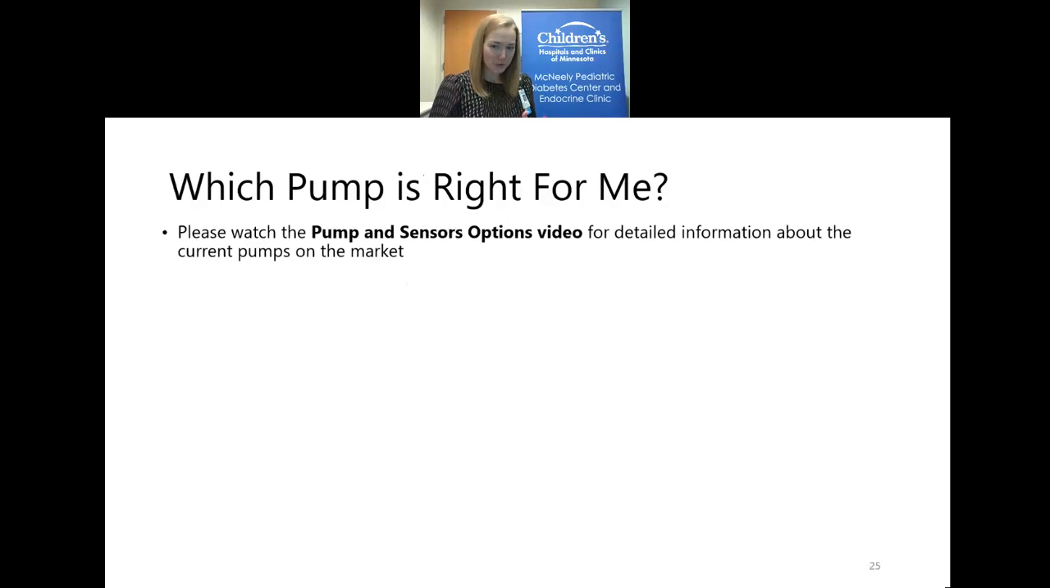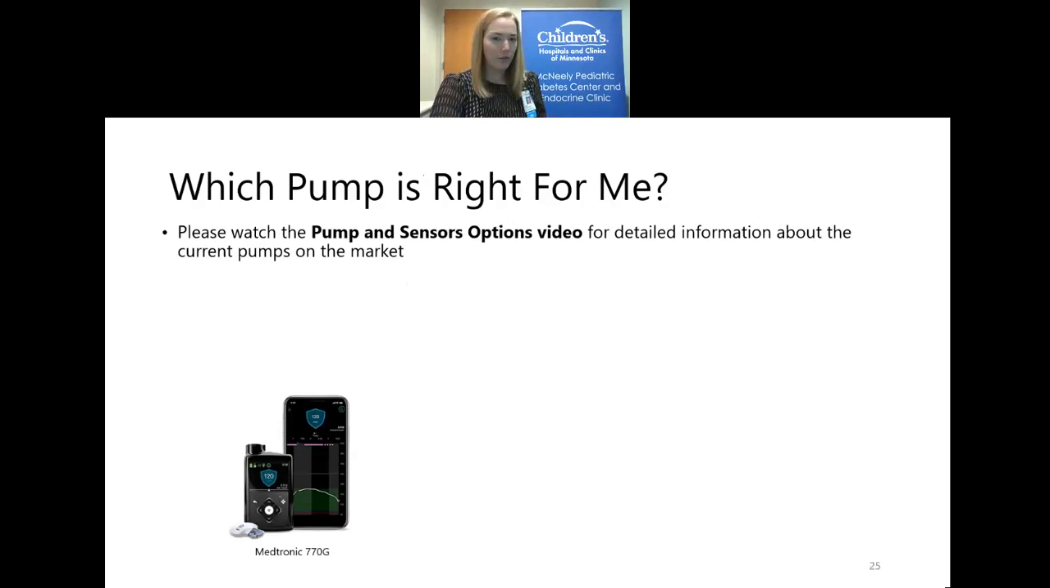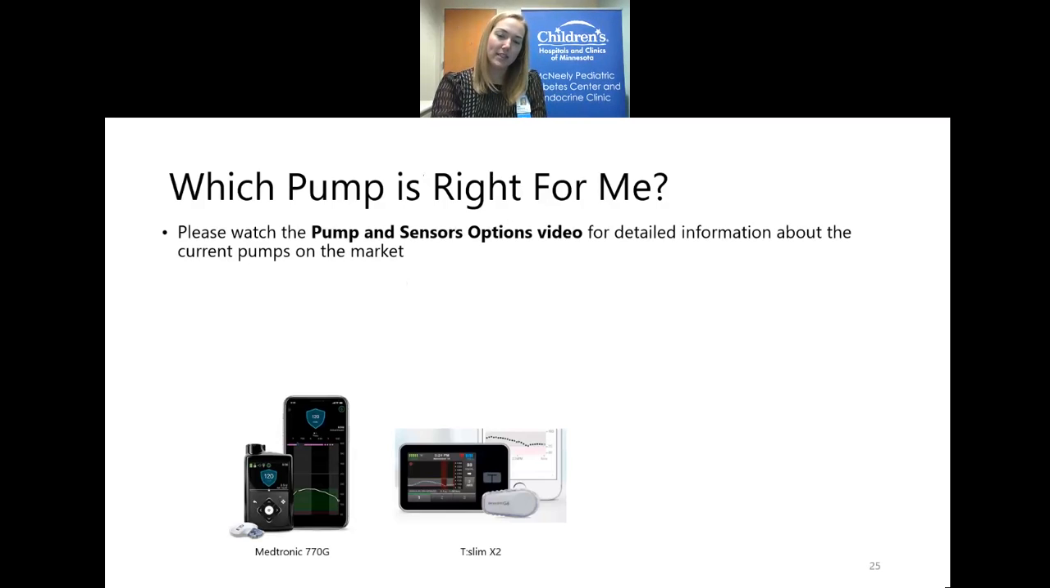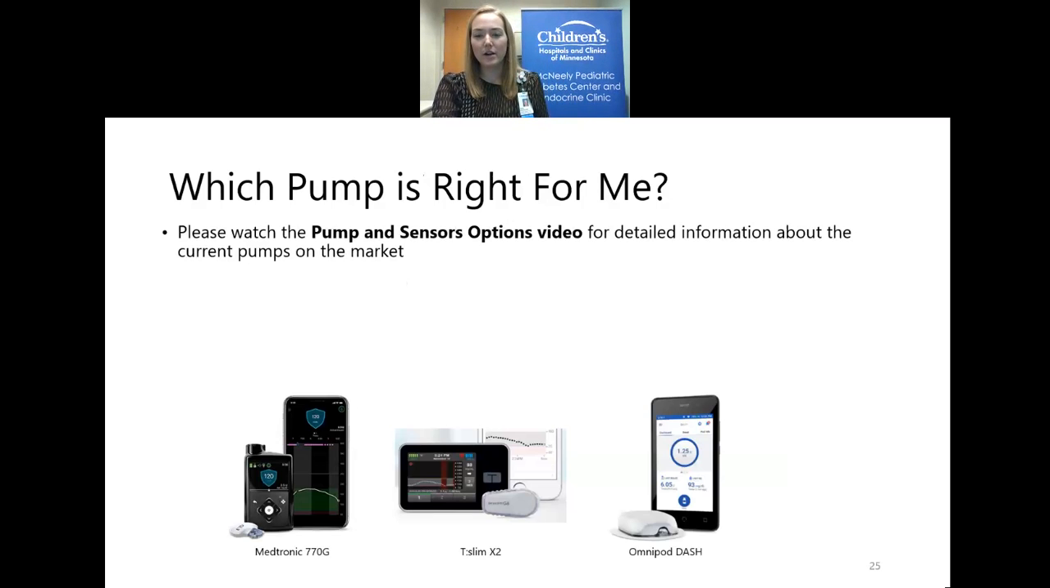Because again, usually a 4-year decision. You've got that 4-year warranty. We'll talk about this more in that pump and sensors options video, but just throwing it out there too. Quick little throw out is the 3 again are the Medtronic. The current model is called the 770G. There is the Tandem pump. The current model is called the T-Slim X2. And then the third one is our Omnipod, and the current model is called the Dash.